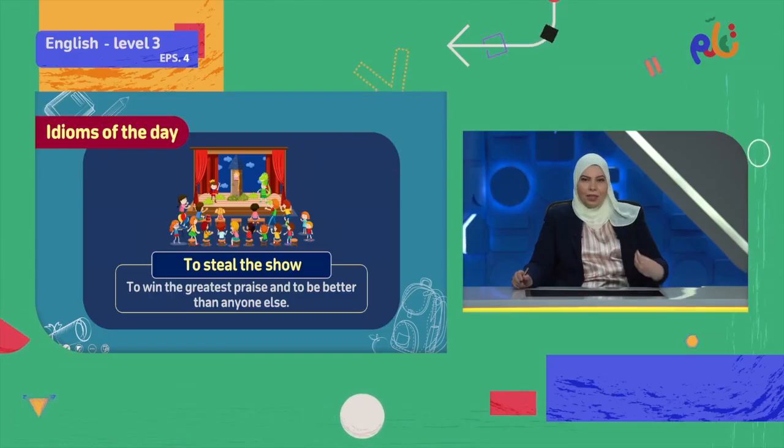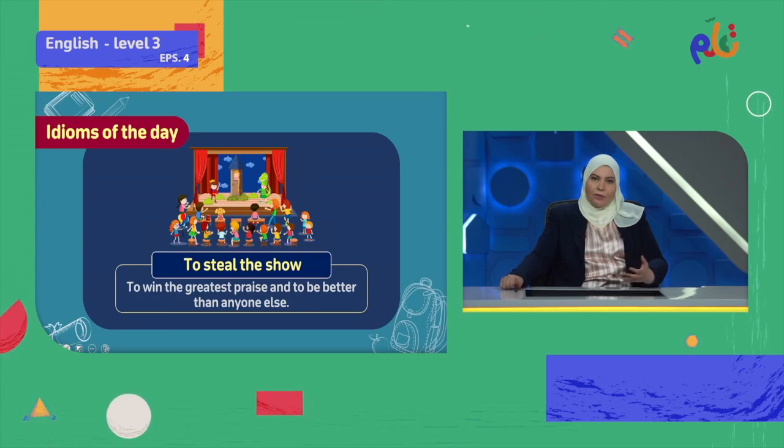Or I'm going to study very hard because I want to steal the show, which means I want to gain the praise of people, or I want to gain their attention. So to steal the show means to gain praise, or people can say that you have done a great work. So in this case, we can say steal the show.